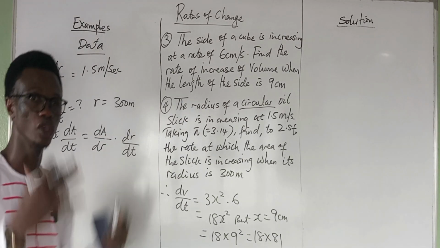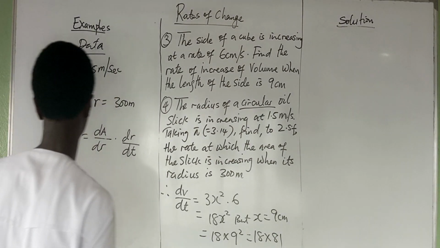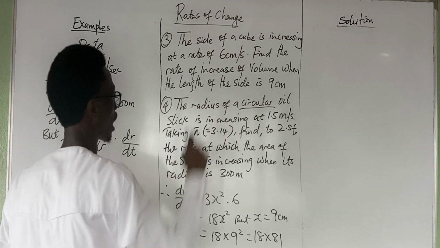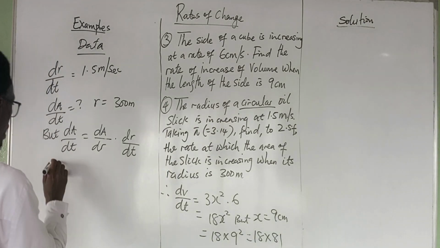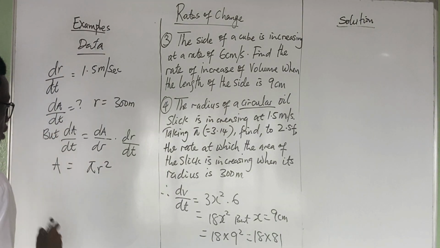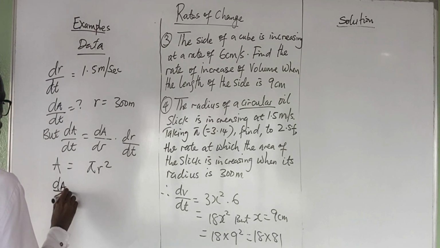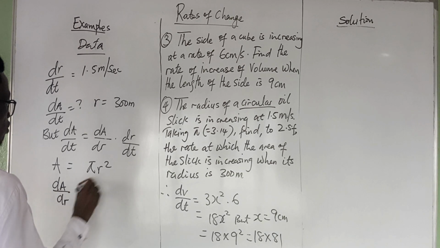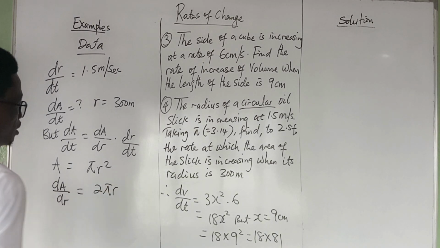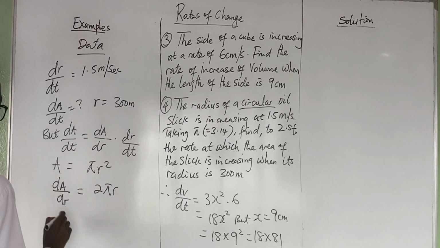So now you have to draw the relationship that connects area and the radius. We are talking of a circular oil slick, so the area of a circle is just pi r squared. Now you are going to differentiate: dA over dr equals 2 pi r. Simple as that.